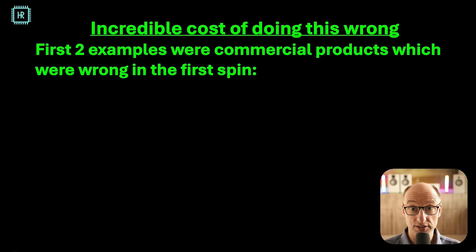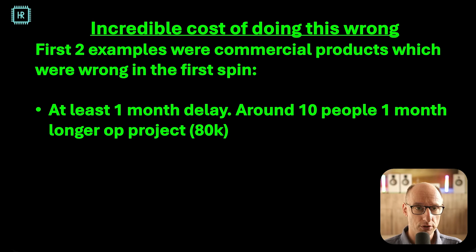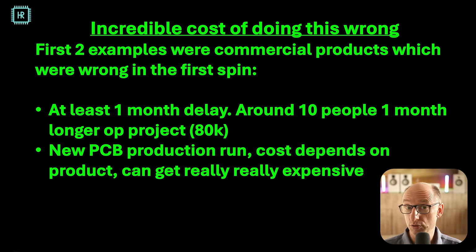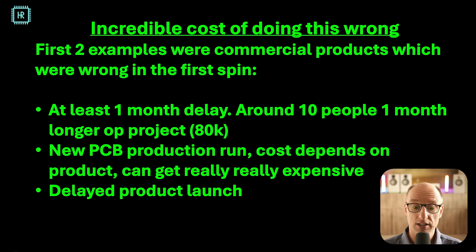So what's good to realize is making mistakes like this is actually incredibly expensive. So these first two examples were actually commercial projects. So imagine what happens if you make a mistake like this and you have a production run of something like 50 boards. You're looking at a delay of about a month. So you have to keep 10 people in a project on for 1 month longer. For an employer, that's easily 80Ks. Now, second, you need to start an extra PCB run, which depending on the board can get very expensive as well. And lastly, you may have a delayed product launch even due to this. So this is very expensive.